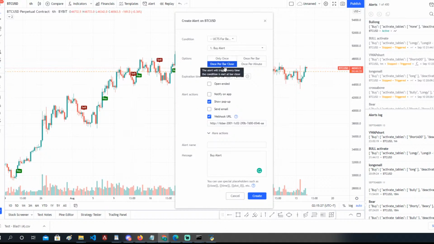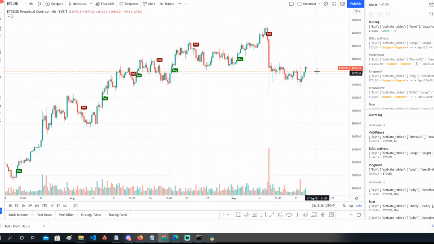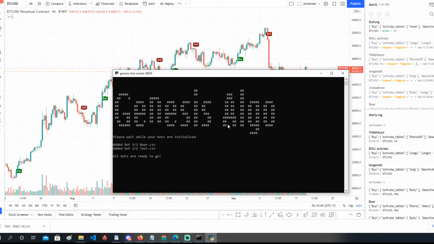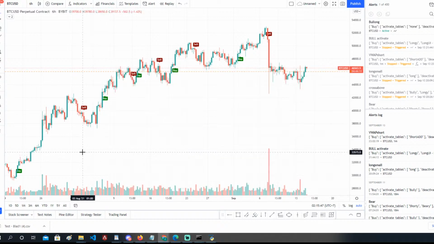So once per bar close, I've set it like this, and then the webhook URLs and everything, the buy alert signal, and you basically press create. Okay, and then the alert will be active, and it will be received by your Ngrok connection, and the Ngrok connection will send it to Tess, and Tess will start trading it. Okay, so I hope that this was a good summary, and I will see you guys tomorrow in the next video.